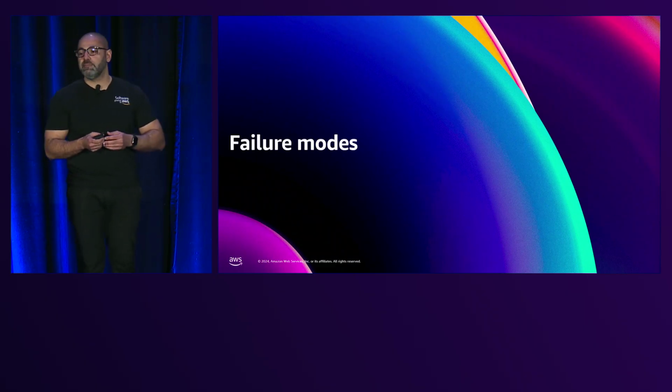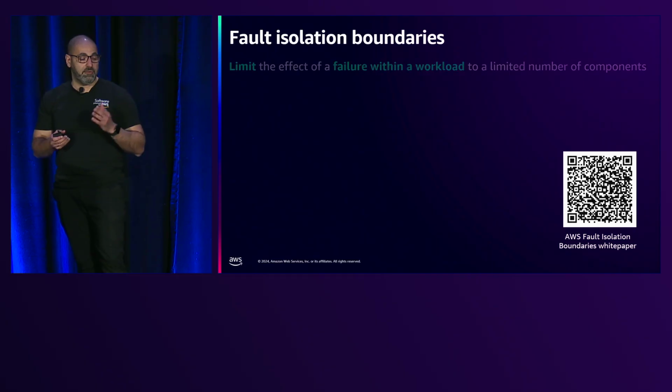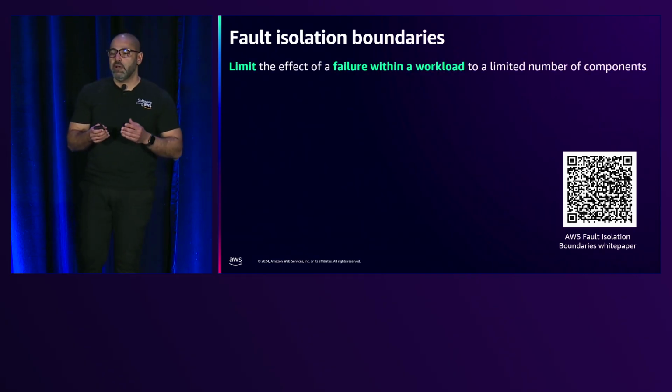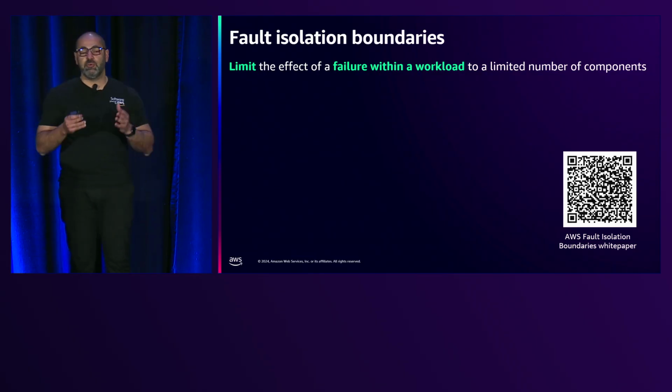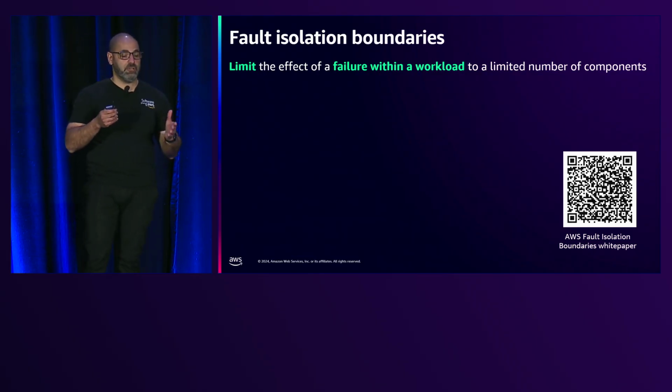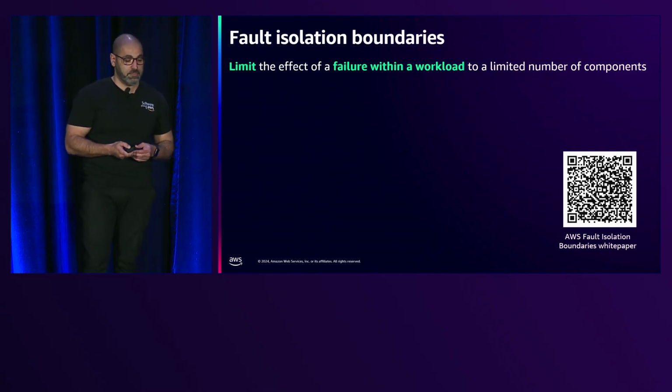So let's talk about some common failure modes. But before that, I'd first like to talk about fault isolation boundaries. Fault isolation boundary is basically a way to contain the failure to be within a defined boundary that you set. Anything outside of this boundary is unaffected and will continue to function as normal.